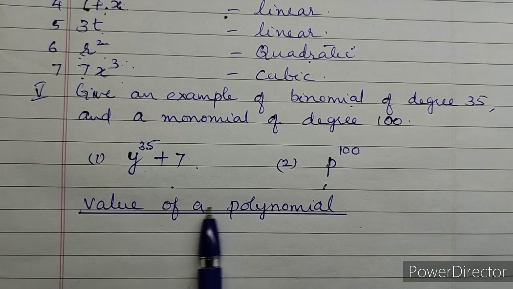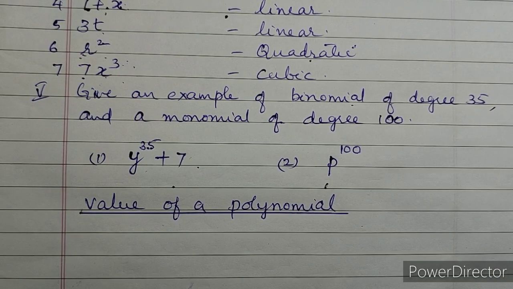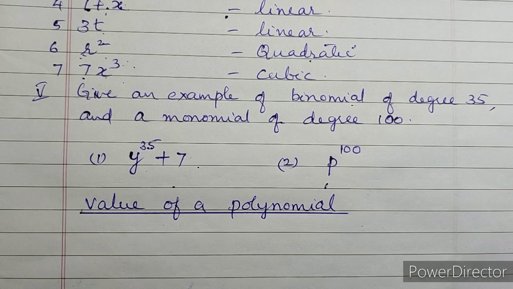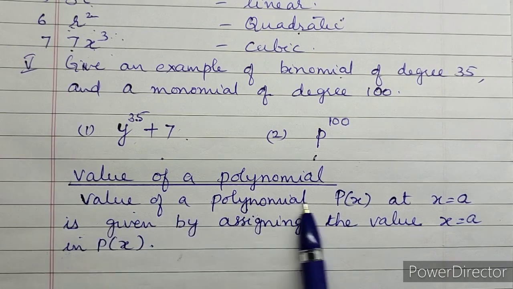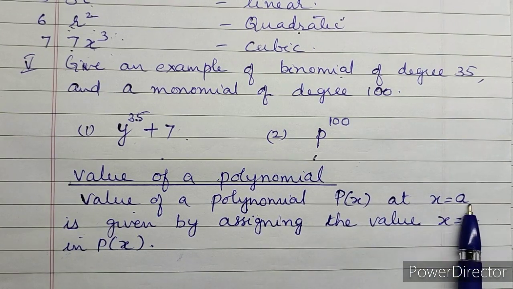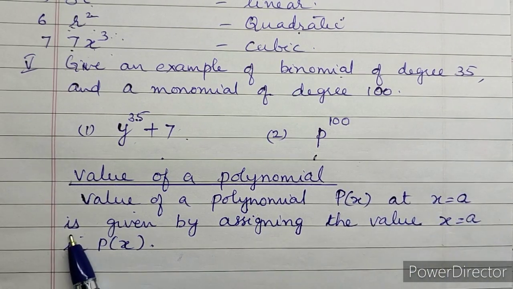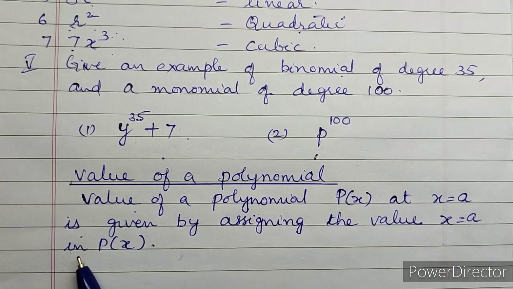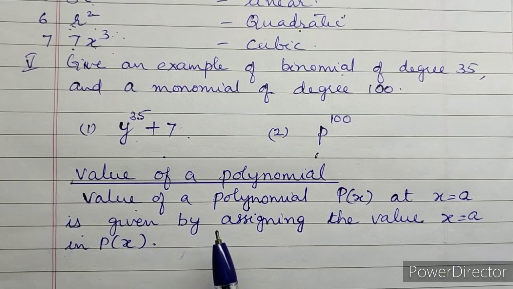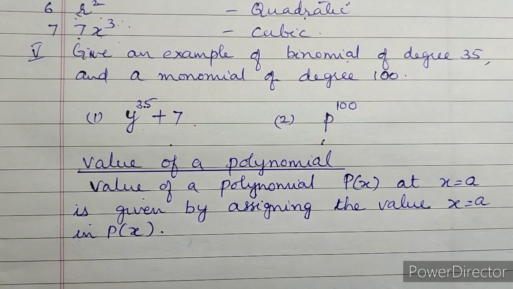Next topic is value of a polynomial. Value of a polynomial means instead of the variable you are assigning one number. Any number you can assign, whatever number is given in the question, that number you have to assign. Then whatever answer you are getting, that is called the value of the polynomial. Definition is, value of a polynomial p of x at x equal to a, a is the value, so that value you are assigning for x, is given by assigning the value x equal to a in p of x. When I give an example, you will understand properly. One example I will give.